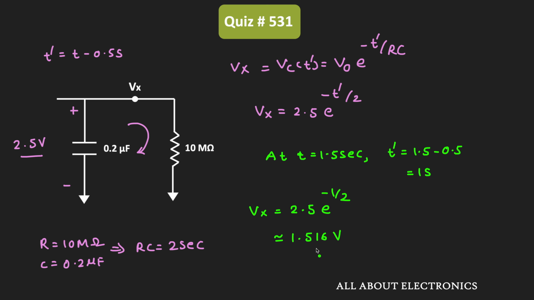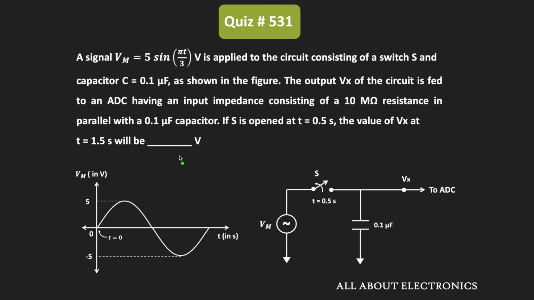So we can say that at time t equal to 1.5 second, the voltage at this node Vx is equal to 1.516 volt. And therefore, for the given question, the answer is 1.516 volt.